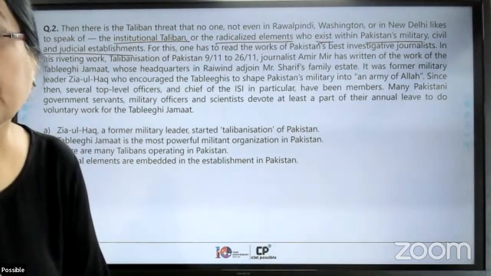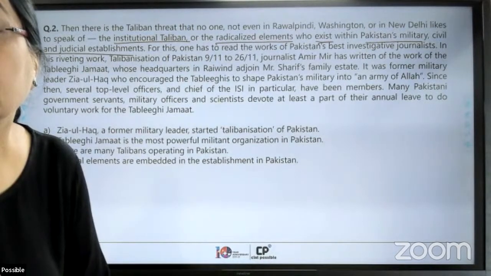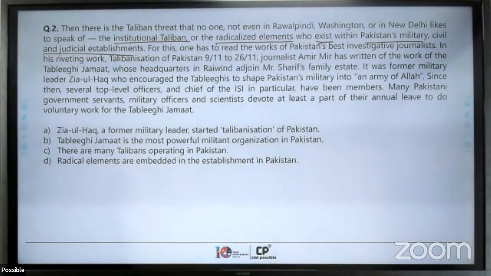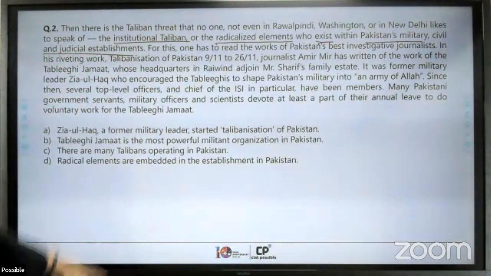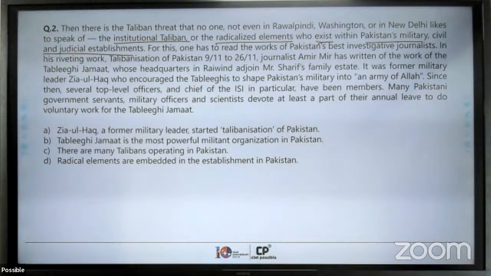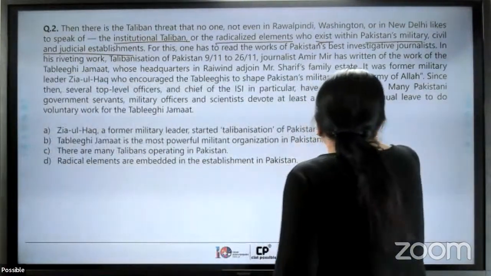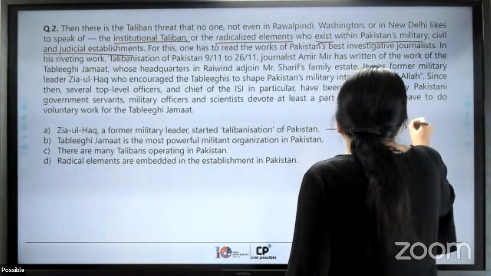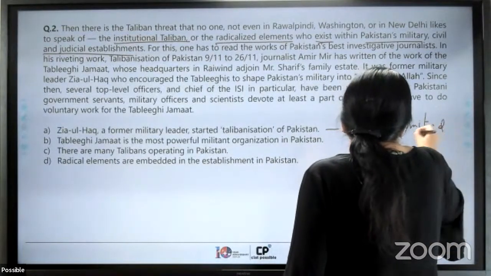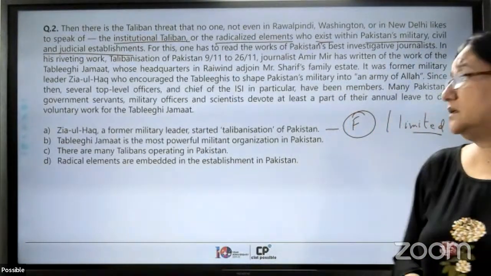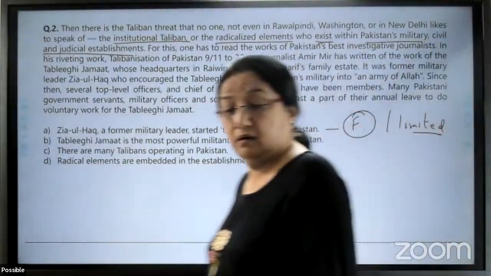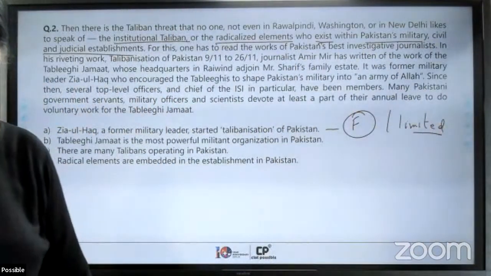So now, yes, probably the session might be saved. So can we just go to elimination now quickly? Look, we have done our crux, we have done these examples. So let's go ahead now. Ziaul Haq, a former military leader, started this. This is a fact. It is limited also. See, it's a limited part. It's just not carrying the main idea. It's a fact which was supporting the idea. I think my B is also wrong.